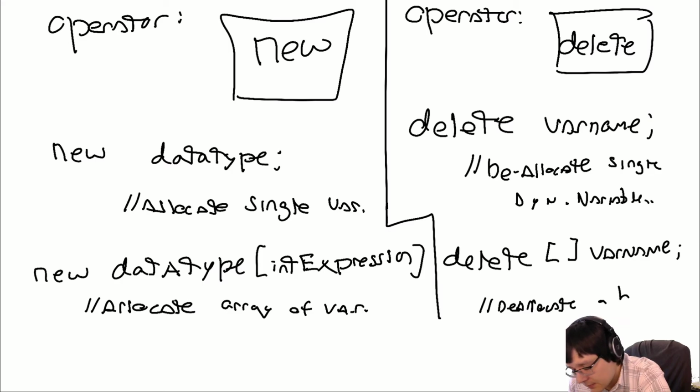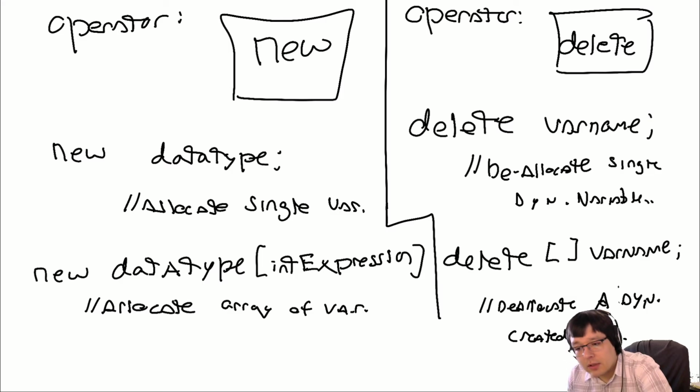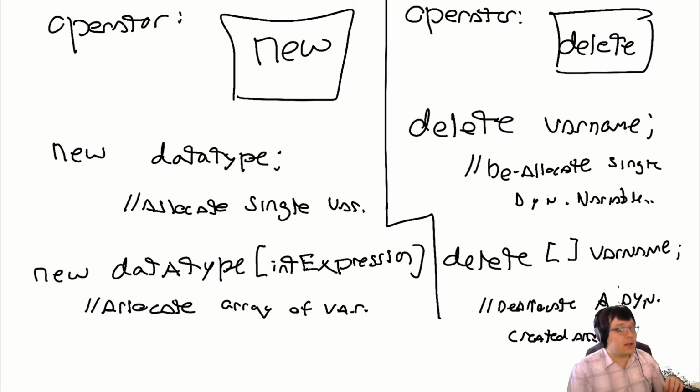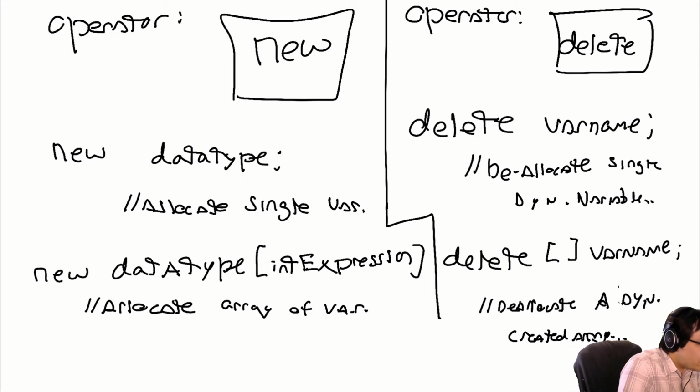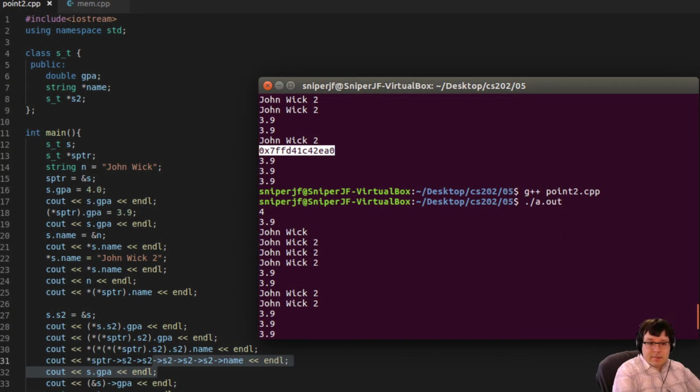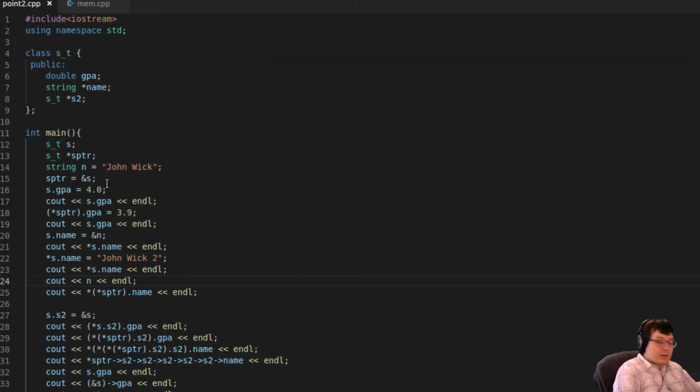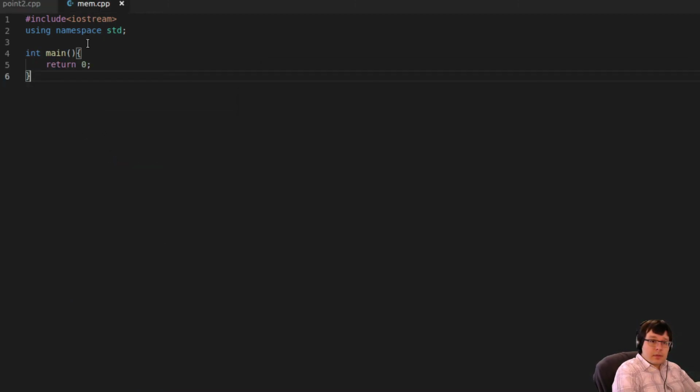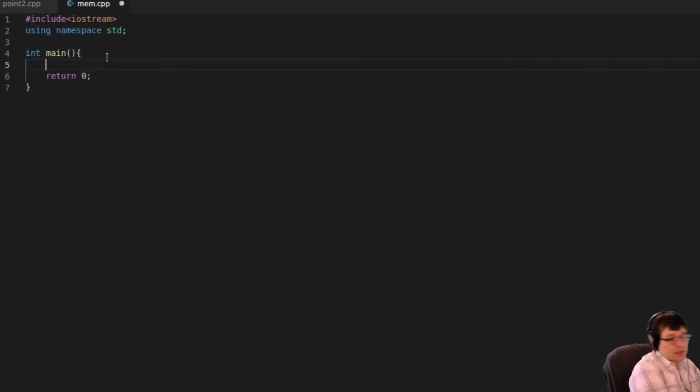De-allocate a dynamically created array. Okay, so let me go ahead and show you examples of that. And I will upload these examples today since it's Wednesday.